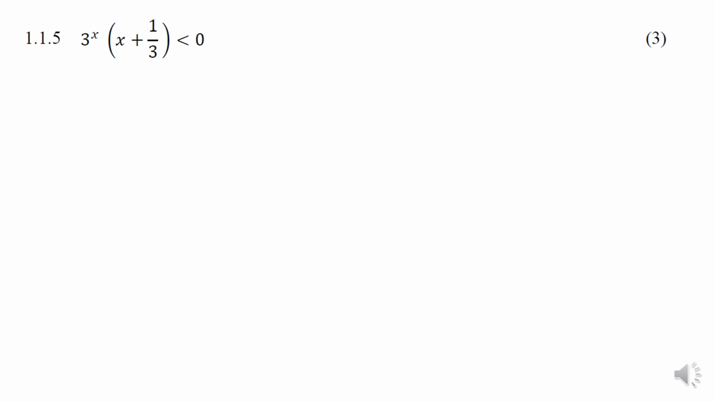For 1.1.5, again you have an inequality, but luckily it's already factorized. So you're going to have your 3 to the power of x. It has to be greater than 0 for it to be possible. And then you can work with your x being less than negative 1/3.